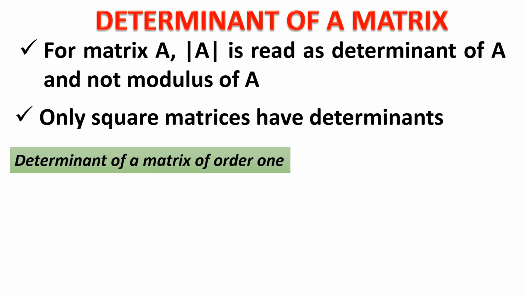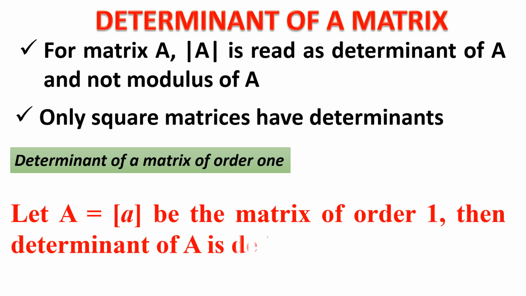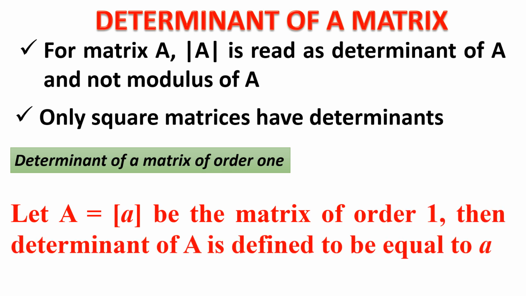Let us see determinant of order 1. It is very simple. Only one element is there. Then the determinant value is equal to that small a only. Suppose a is equal to 1, inside the matrix it's having only 1, its value will be 1 only. But no problem.